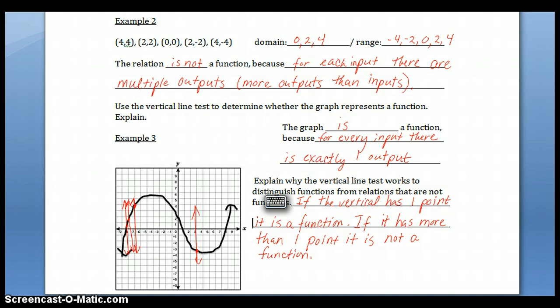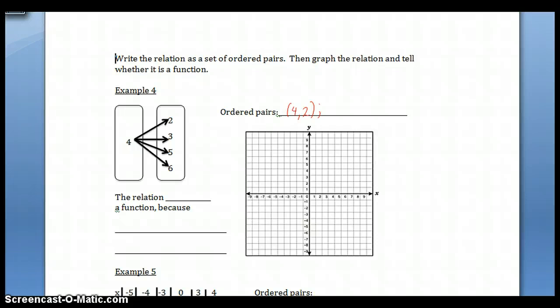I'd like you now to move on to the second page. And the directions for this are, for example 4 and 5, write the relation as a set of ordered pairs, then graph the relation and tell whether it is a function. So I started you off.